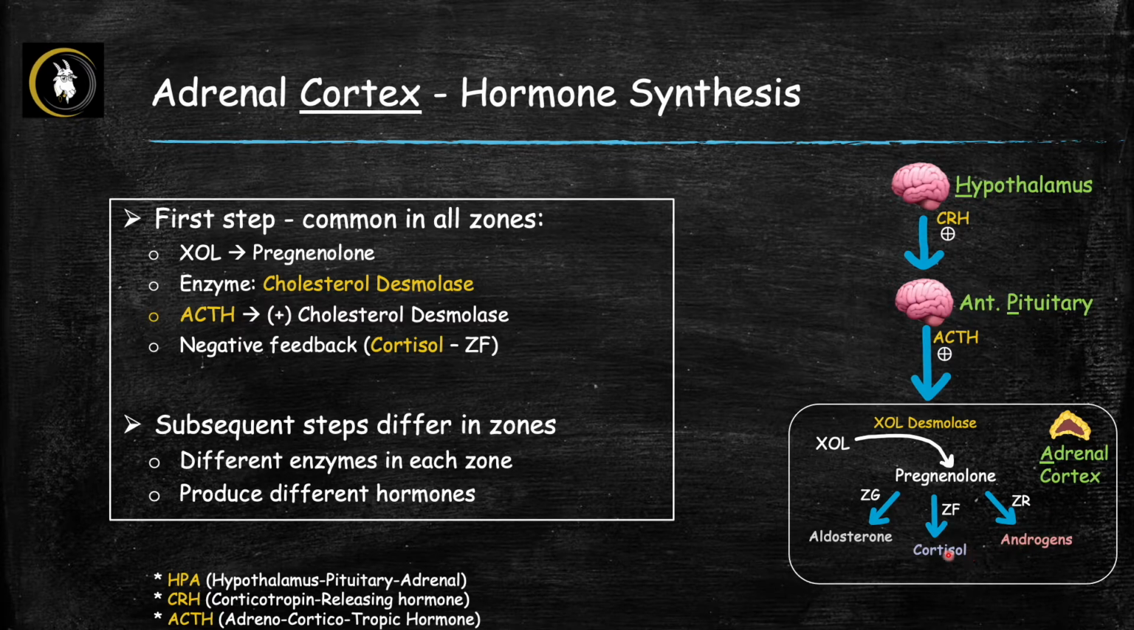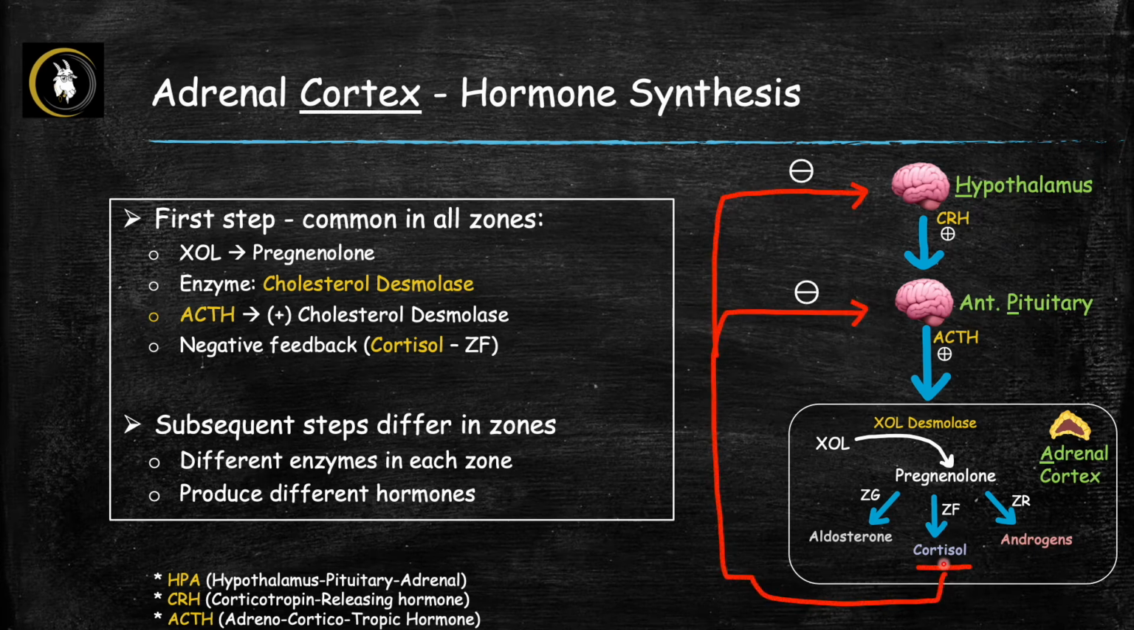And then the final point here is that just like everything else in endocrinology, we're going to have some negative feedback, right? That's just part of endocrine. And the key hormone that does negative feedback in all of these is cortisol. So what happens is that cortisol is going to negatively feedback on the anterior pituitary and negatively feedback on the hypothalamus to shut things down when you've made enough of these.